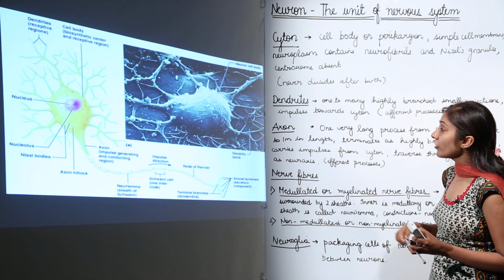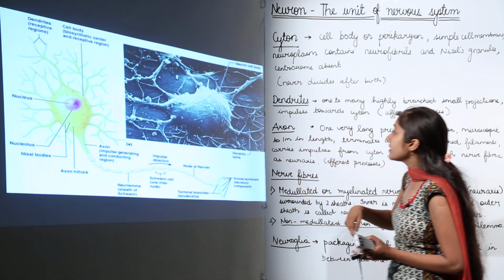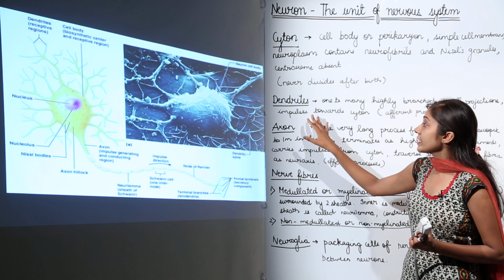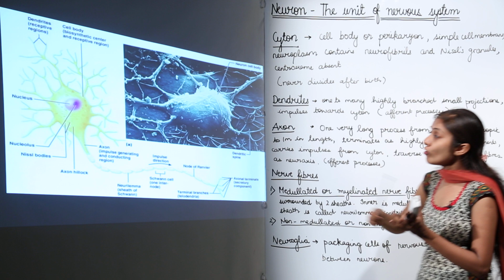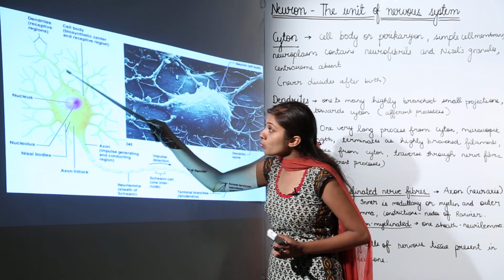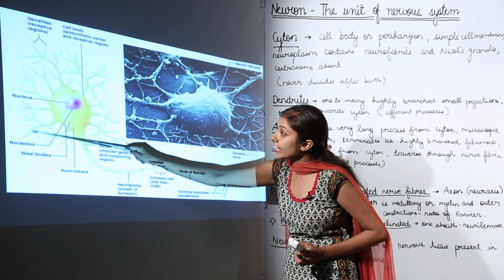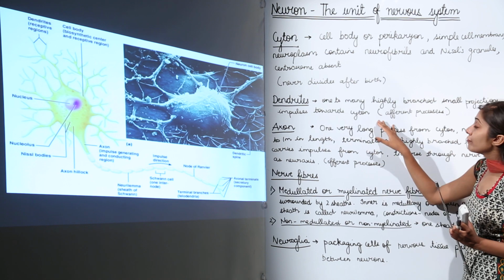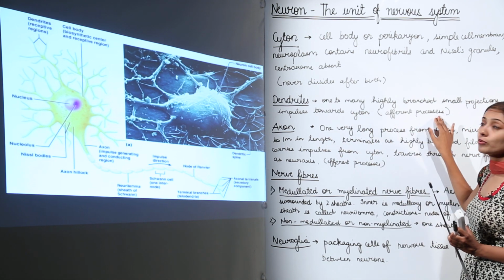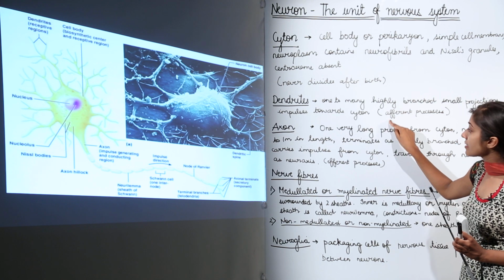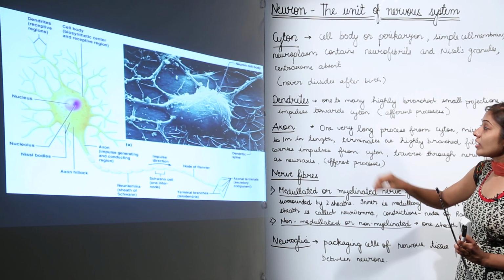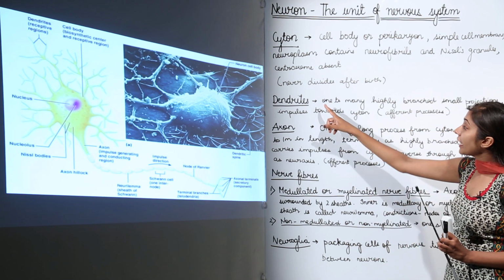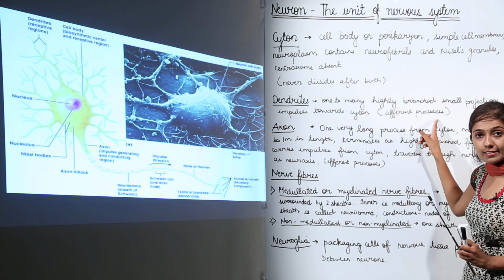After cyton, we can discuss these dendrites, right. So what are these dendrites? They are one to many highly branched small projections, and they are going to send impulses towards cyton. So the impulses are going to reach the cyton by these dendrites. That is why we call the dendrites as afferent processes. Remember, A comes first in the alphabetical order, right. So first of all, impulses are going to reach the cyton, that is the cell body. So dendrites are also known as afferent processes.